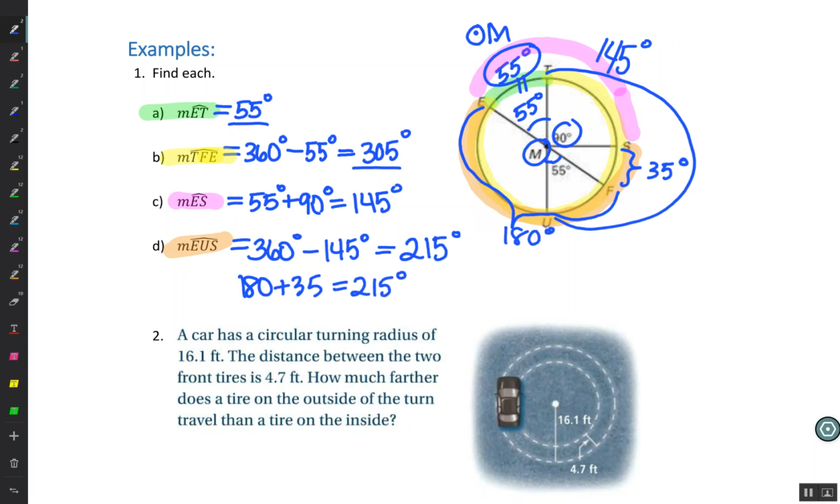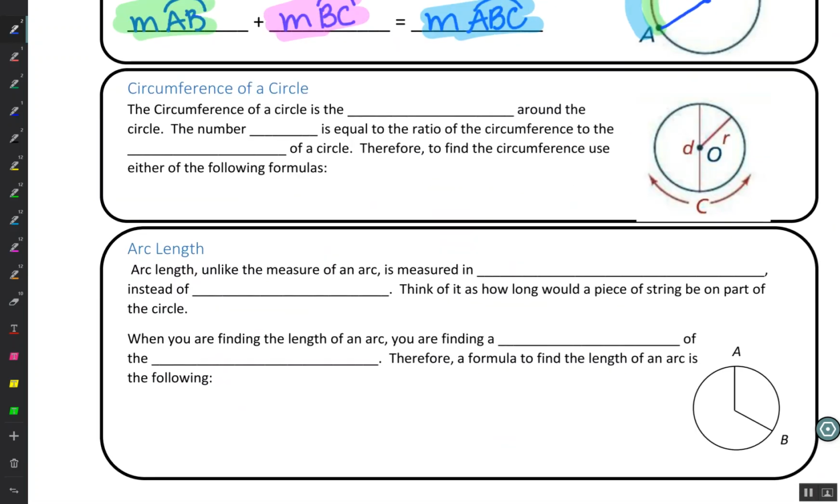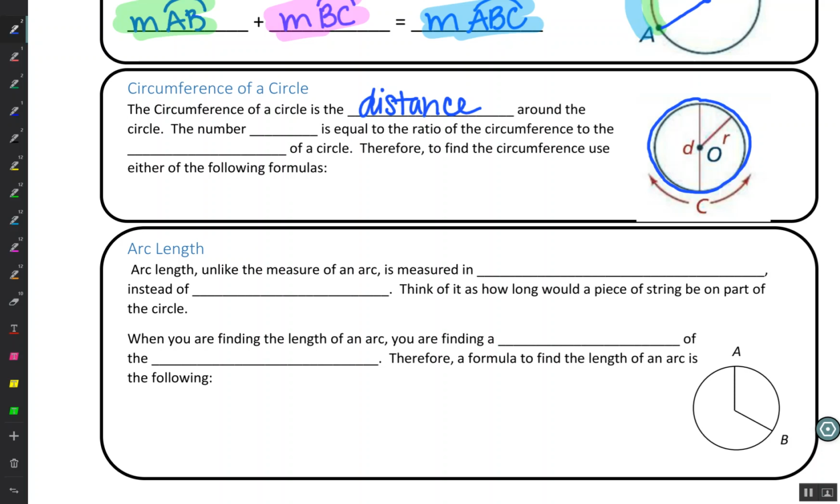All right, now let's talk about circumference and arc length. The circumference of a circle is basically going to need a number called pi. But let's just describe what it is. Circumference is the distance around the circle. It's the length, not in degrees. It's not 360 degrees. It's if you were to measure this in inches or centimeters or feet or whatever. If you were to wrap a string around the whole circle and then measure out the length of the string.